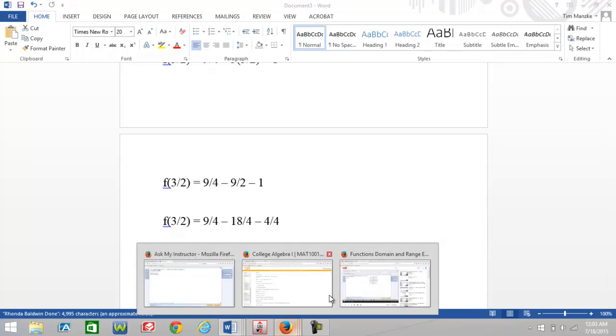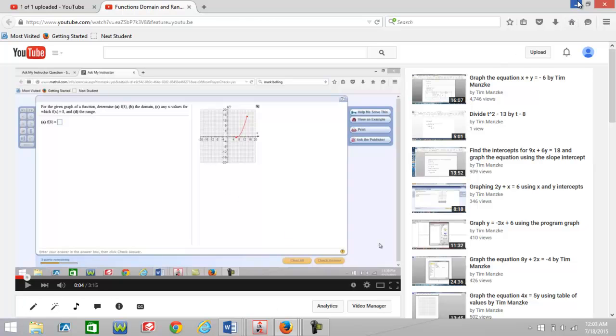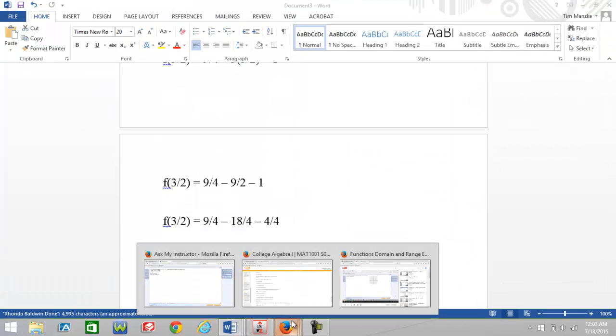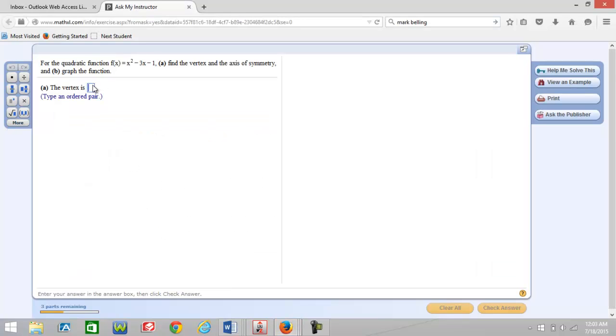Given all that information, the next part is to plug that in. For the ordered pair, we're going to put the parentheses. We have the fraction 3/2. And the second one, we'll write as a fraction, 13 over 4, and we're going to make that negative. Then we're going to check our answer. So that's correct. Great.